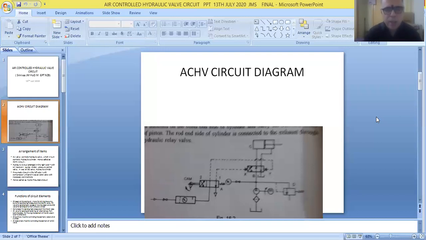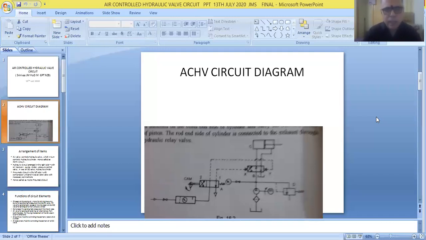This is called a pneumatic valve, and 4 ports are made in this pneumatic valve also. It consists of 1 inlet port, 2 outlet ports, and 1 exhaust port. Therefore, this air valve is also having 4 ports. So it is referred to as a 4-way air valve. Also, it is referred to as a 4-way pneumatic valve.